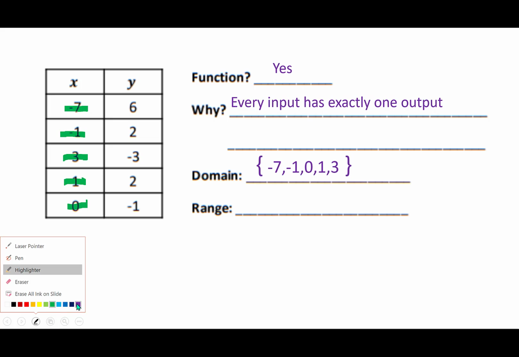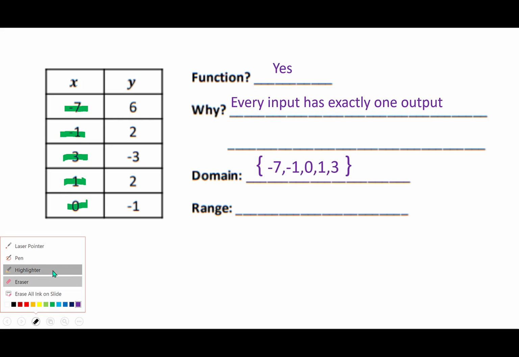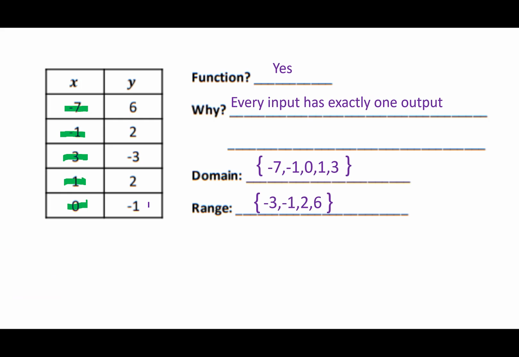And then we're going to go ahead and list the range, which is the Y values. Okay, and we list those from least to greatest. So -3, -1, 2, and 6. And again, guys, remember, we only list a value once. If it repeats, we only write it one time.